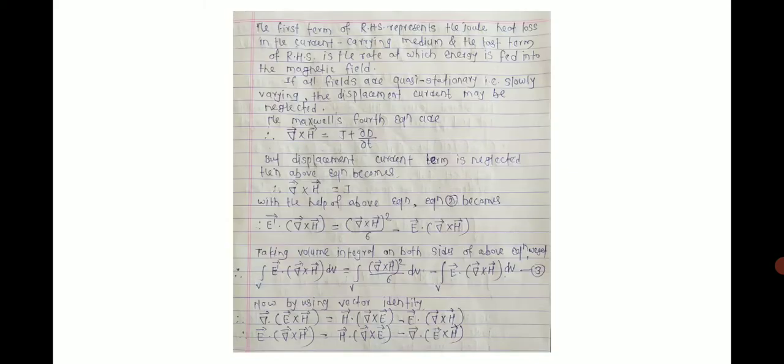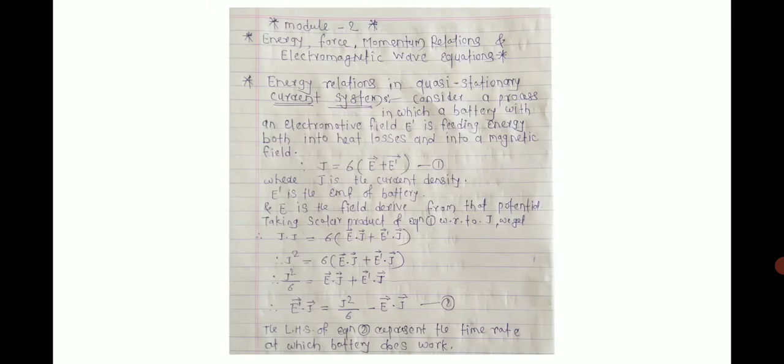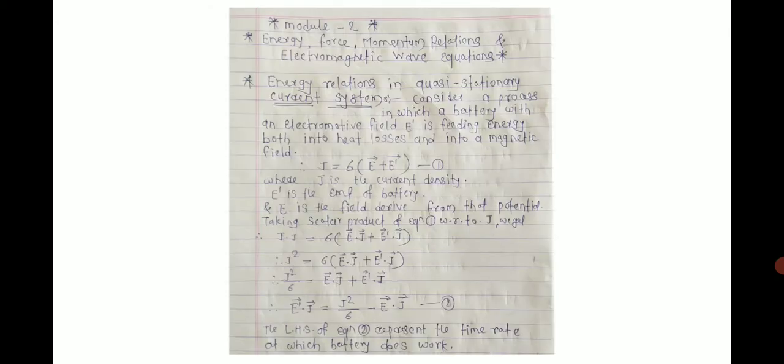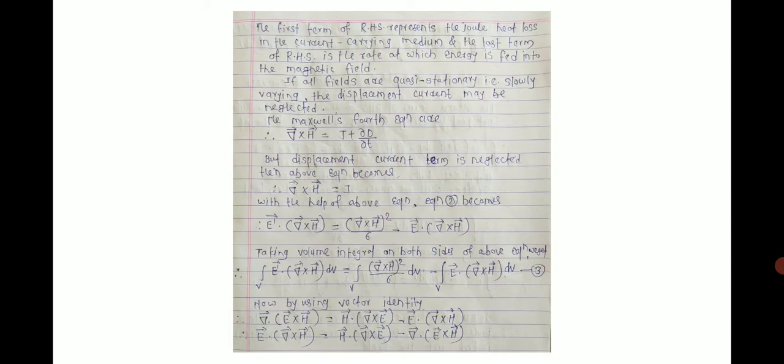Okay. Then the first term of RHS, J square divided by sigma, represents the joule heat loss in the current carrying medium. And the last term of RHS, E dot J, represents the rate at which energy is fed into the magnetic field.